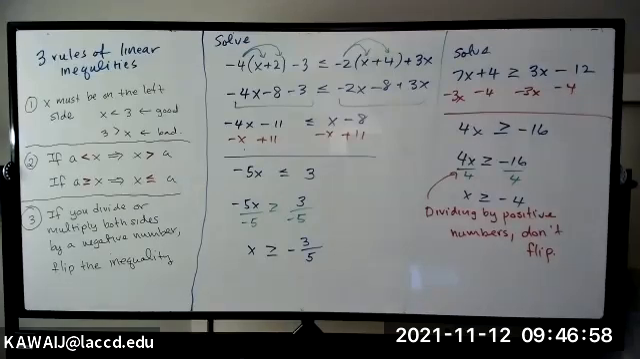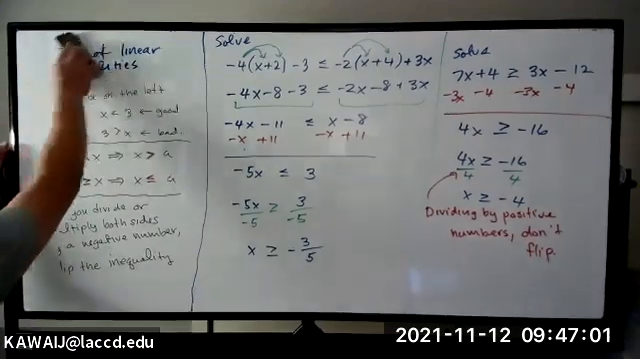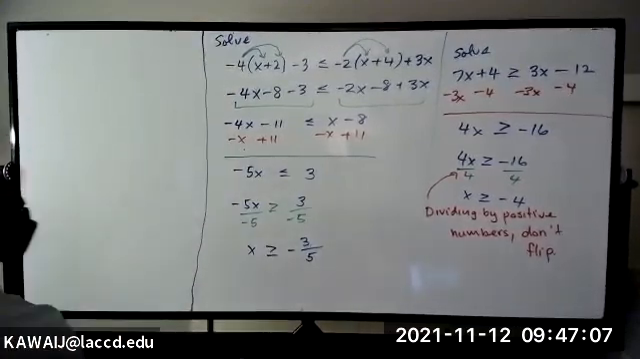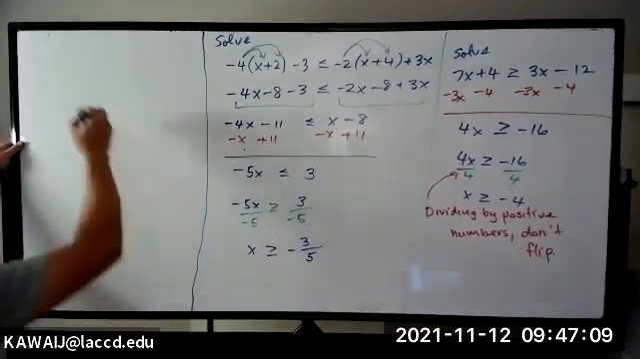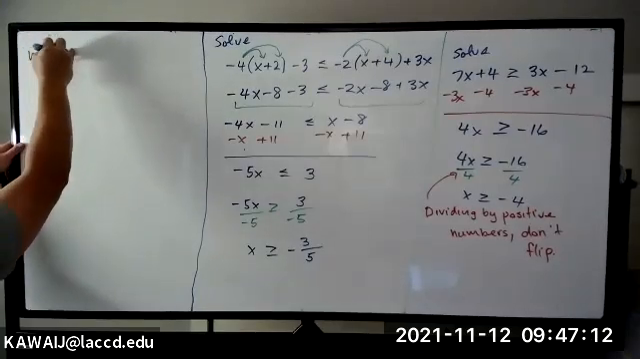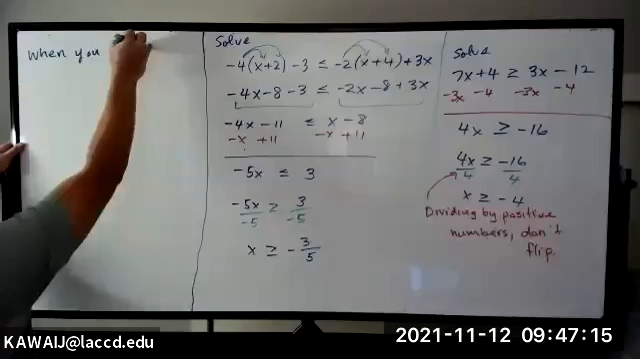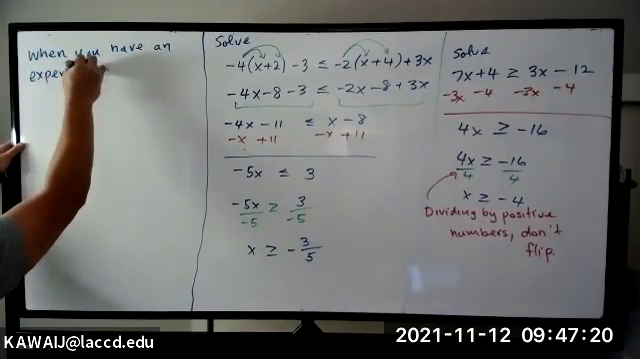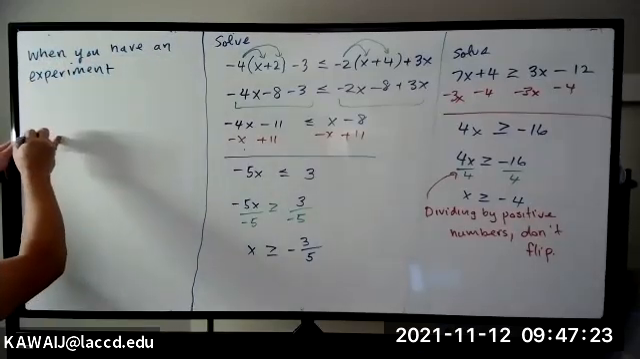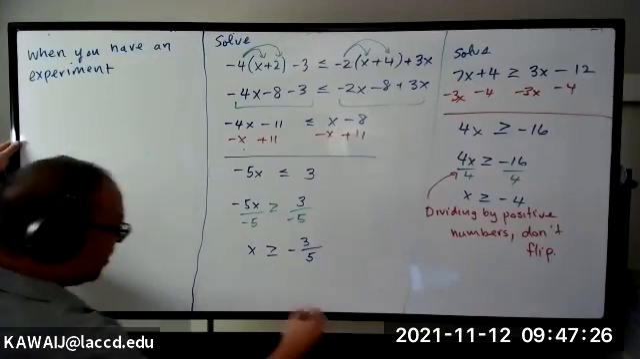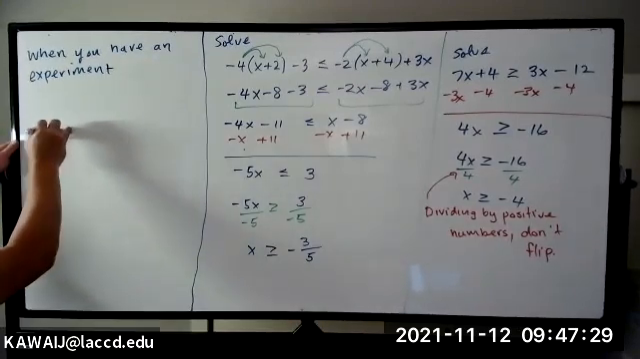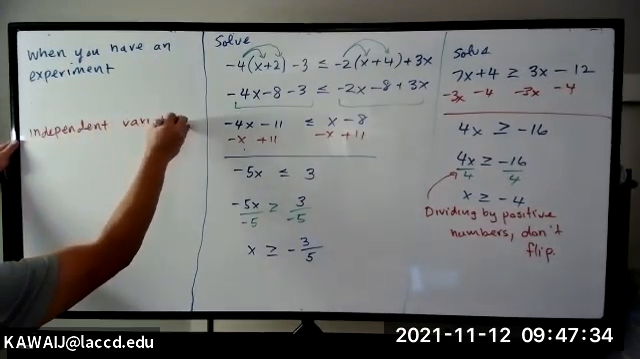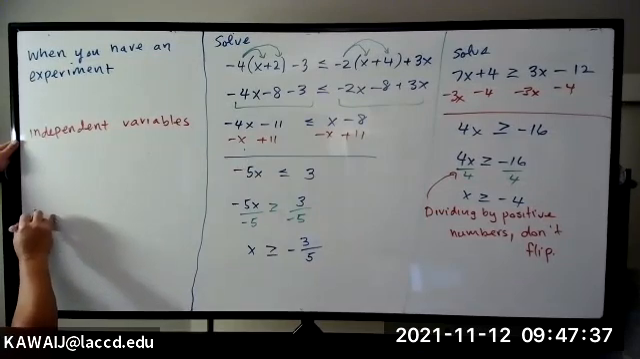Now, let's look at independent and dependent variables. So when you have an experiment, you're going to have two kinds of variables. You're going to have independent variables and you're going to have dependent variables.